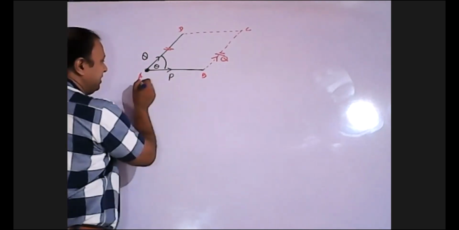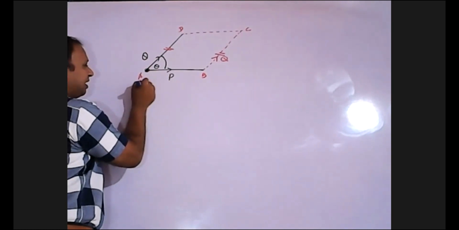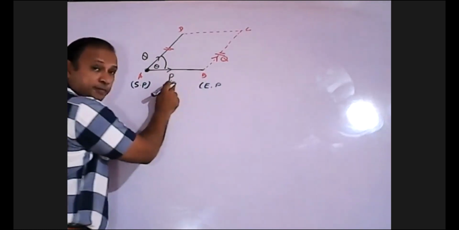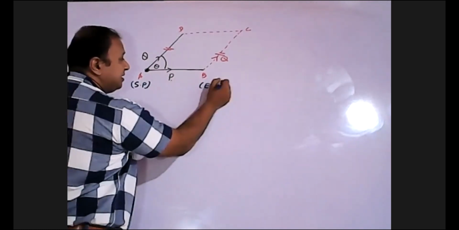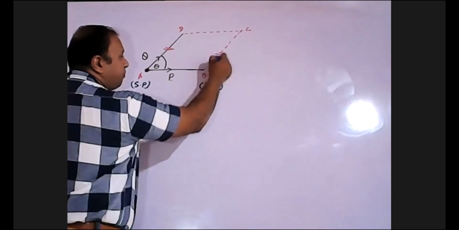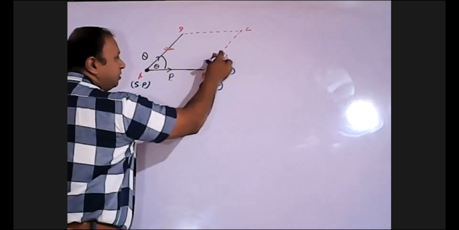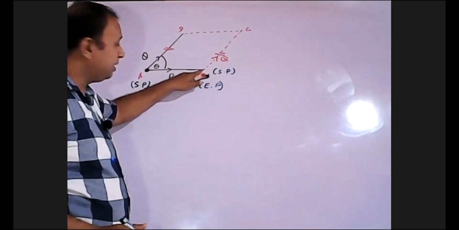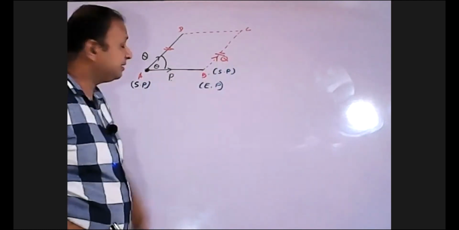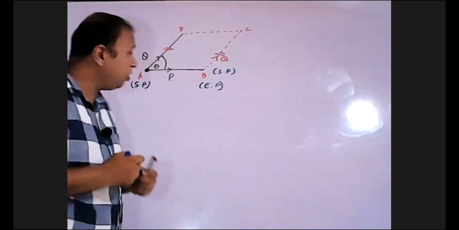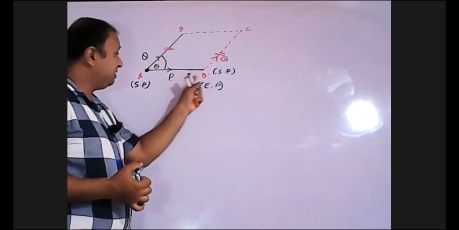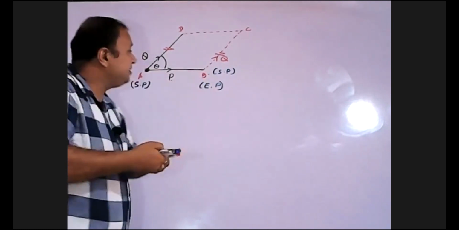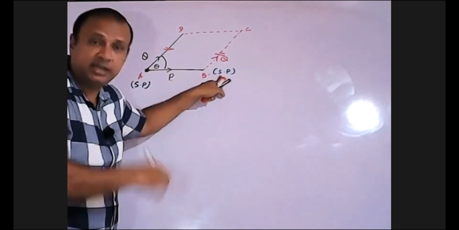Now you can clearly see this is the starting point of the P vector, and this is the end point of the P vector. As well as B is the starting point of the second vector, vector Q. This is the starting point of the second vector as well as the end point of the first vector. Therefore, you can clearly see the end point of the first vector coincides with the starting point of the second vector.